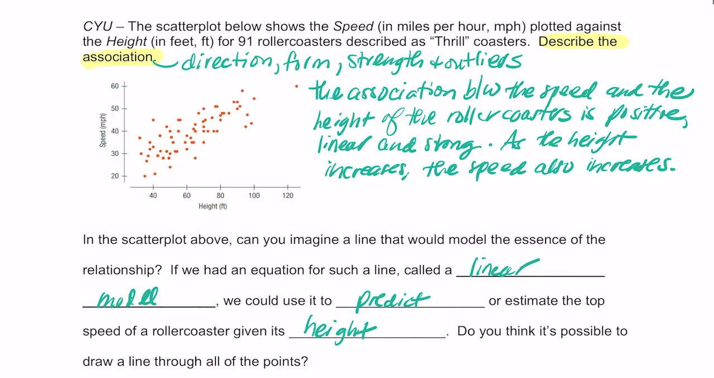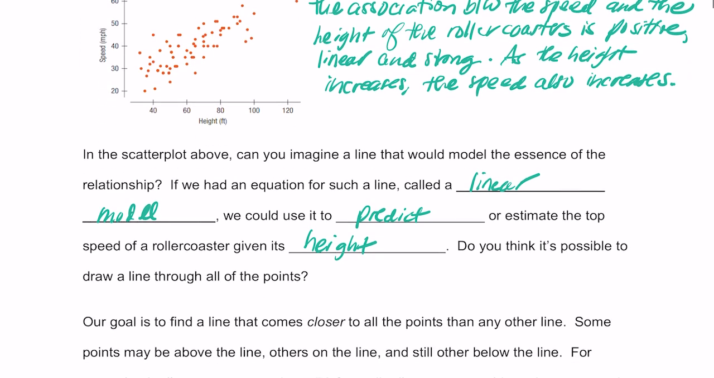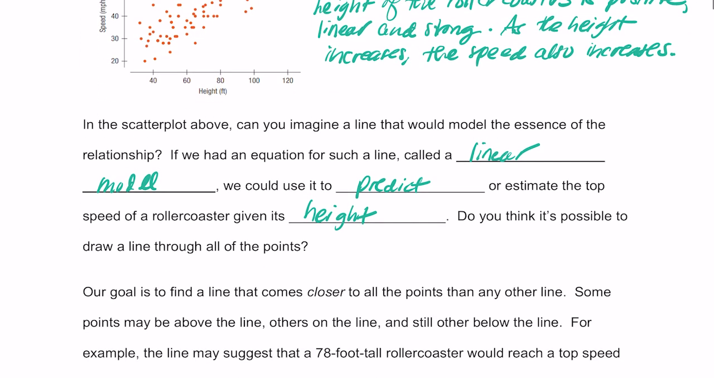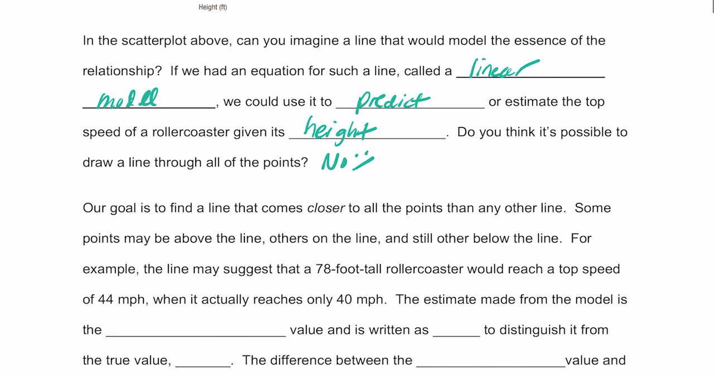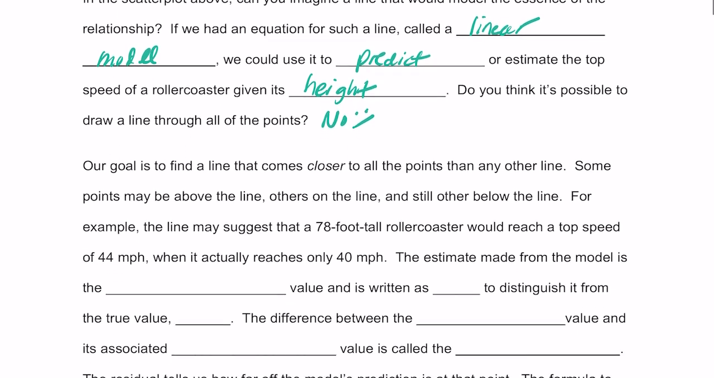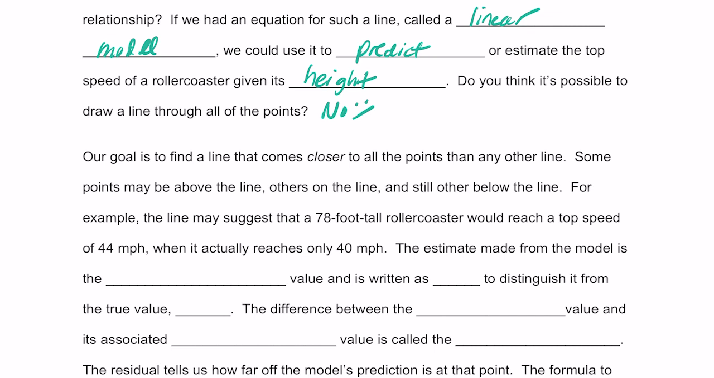Do you think it's possible to draw a line through all of the points? As we just kind of said, no, right? At the best, the line may not hit any of the points, right? So the best line might not even go through any of them. And we're going to talk about that in this chapter. Our goal is to find a line that comes closer to all the points than any other line. Some points may be above the line, others might be below, and others might be on the line.